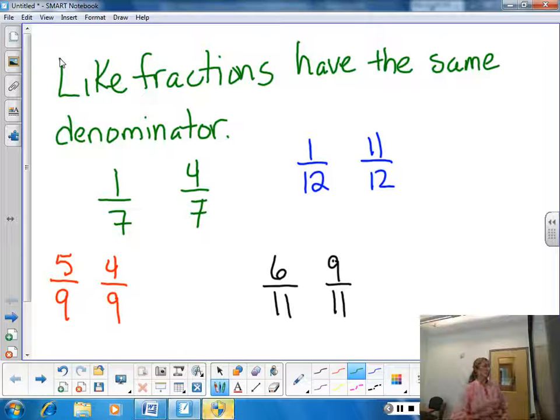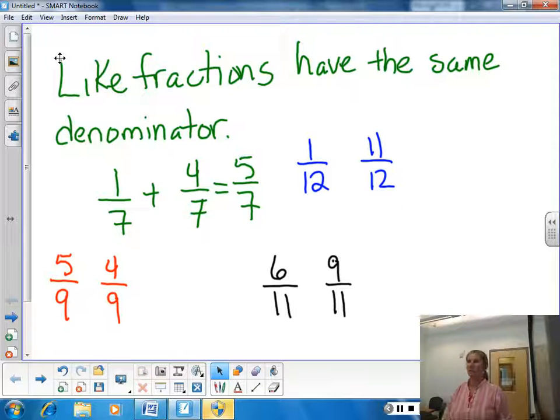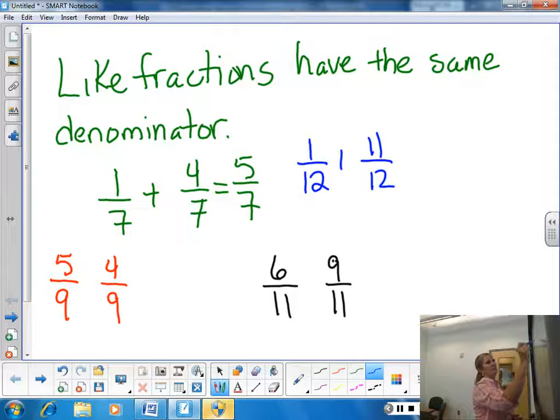So let's say I'm going to add these two. All I do is add the numerators. 1 plus 4 is 5, and I keep the denominator the same. That's it. When you add like fractions or subtract like fractions, you keep the denominator the same, and you add the numerators. Here, if I have this, keep the denominator the same, and then 1 plus 11 is 12.